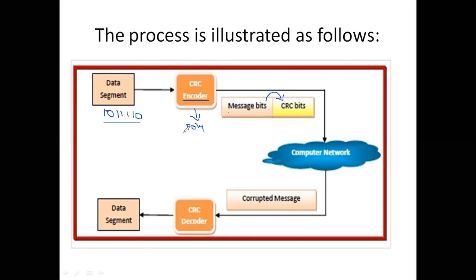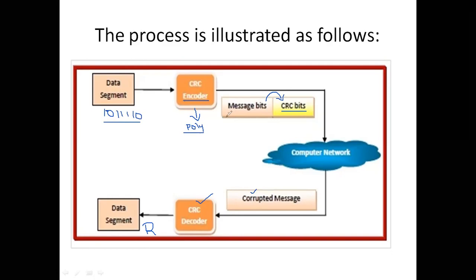So this is the message bits and this is the polynomial divisor. When you divide the data with this polynomial, we get a remainder, and that remainder is considered as the CRC bits. These CRC bits we add after the message bits. After adding the CRC bits to the message, it is transmitted through the computer network. Through the network, the message transmitted to the receiver may sometimes get corrupted. At the receiver side, if any errors occur by corrupting the messages, the receiver can immediately detect them using the CRC decoder.